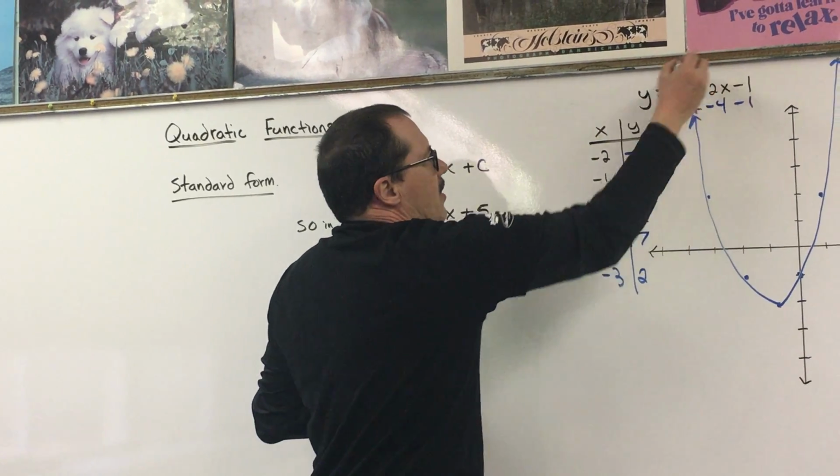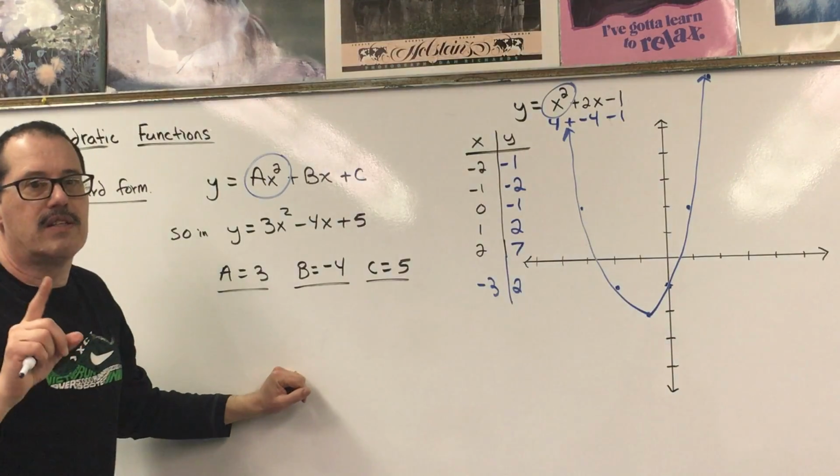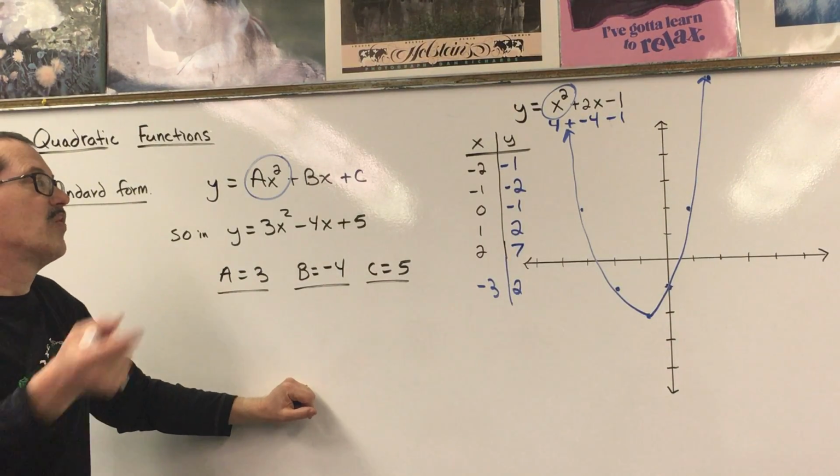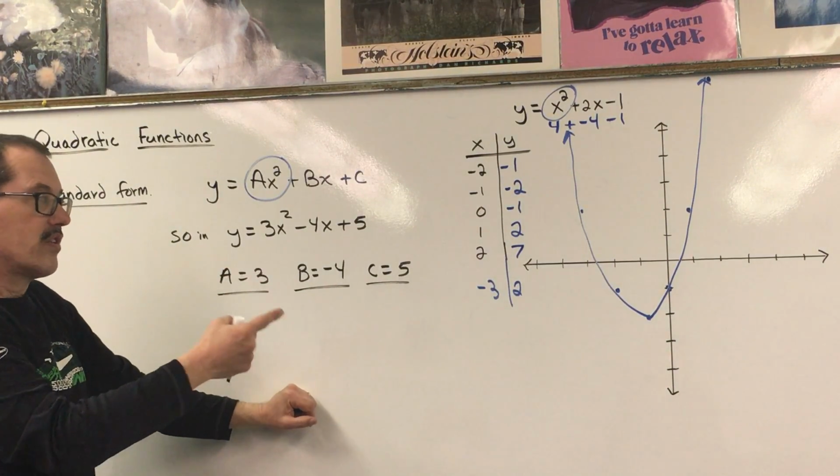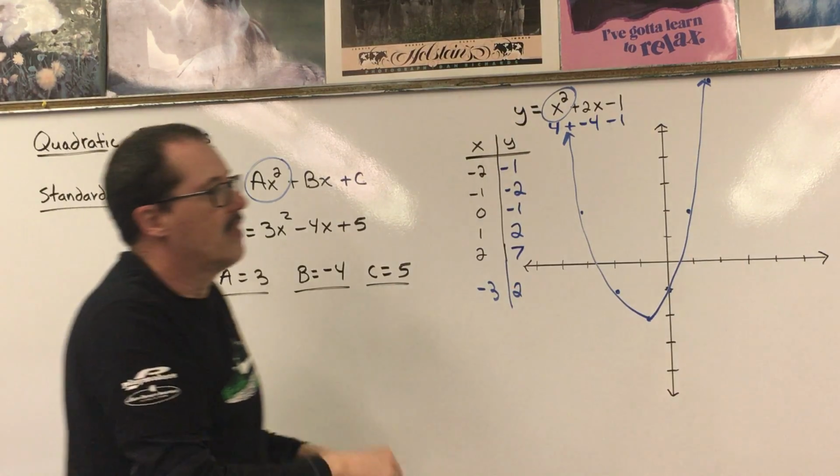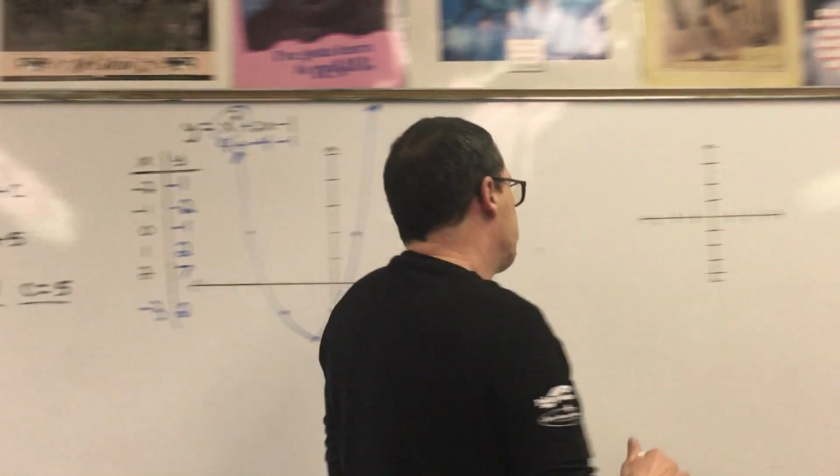If it has an x squared in it, you can be guaranteed that it's going to be a quadratic function, which is going to guarantee that it's going to look something like this when you graph it. Okay, now let's go to a couple other things.